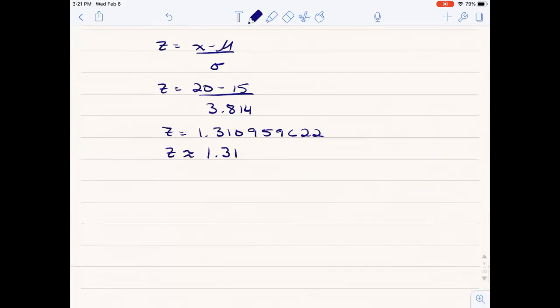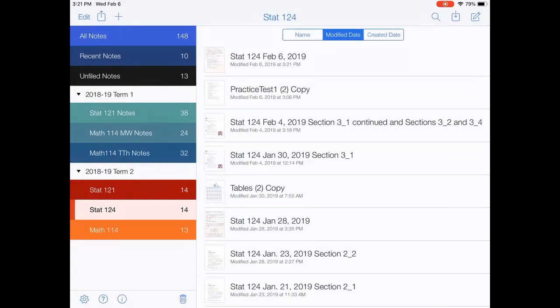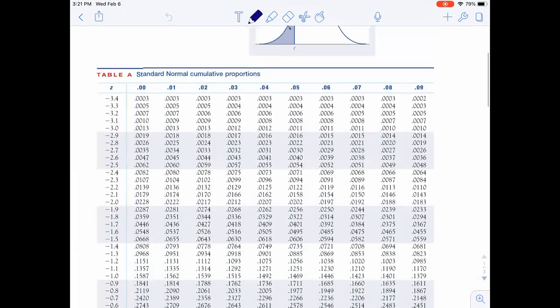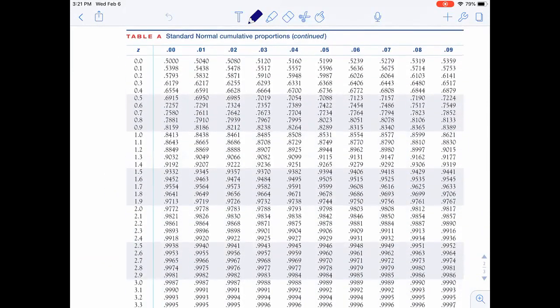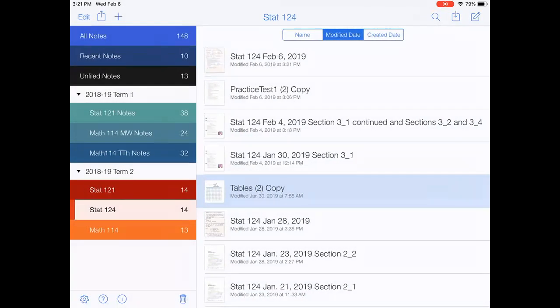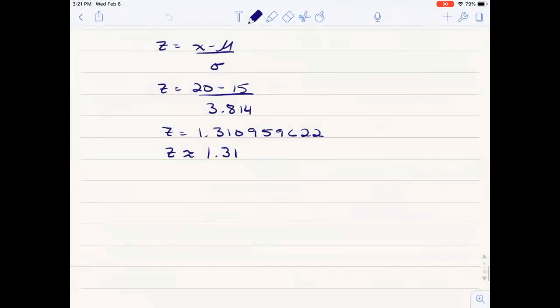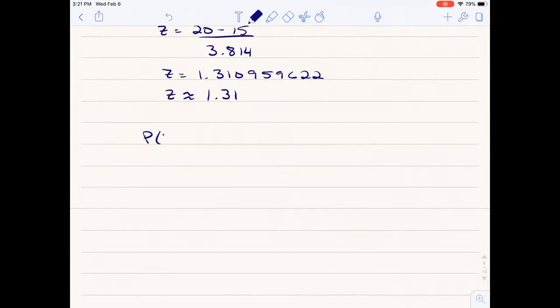Now, using the Z table, 1.31 is on the positive side. For 1.31, the probability of 20 or less is 0.9049. I'll cheat and say the probability that Z is less than or equal to 1.31 is, what was it? 0.9.